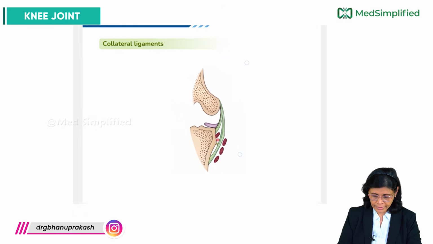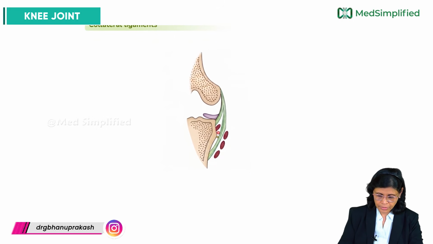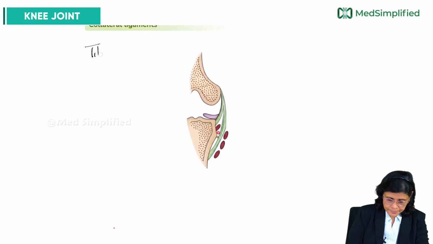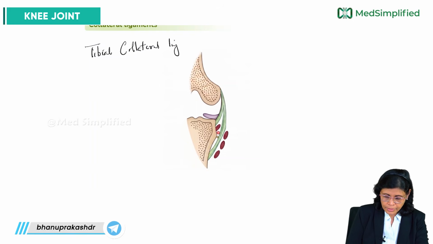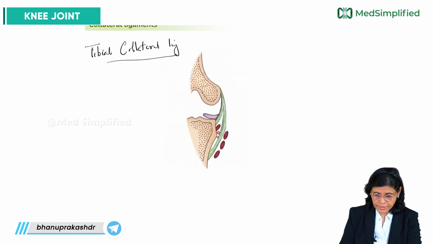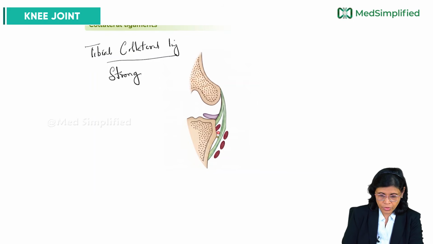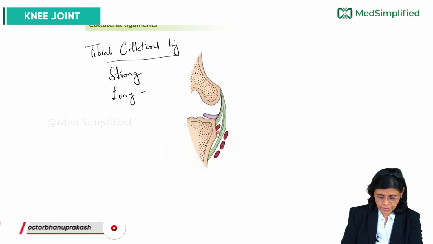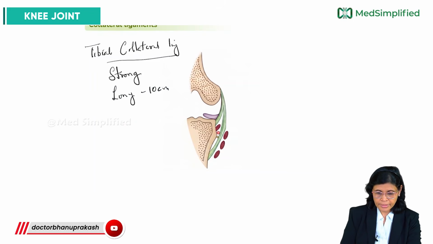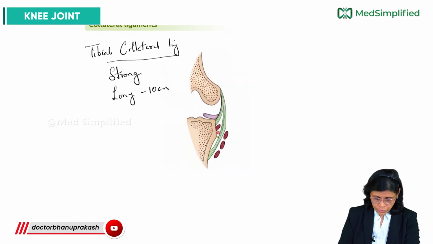One is the collateral ligaments. Now this is the tibial collateral ligament. If you see, of the two collateral ligaments, it is strong. It is long, about 10 centimeters in length, and it is also very thick.